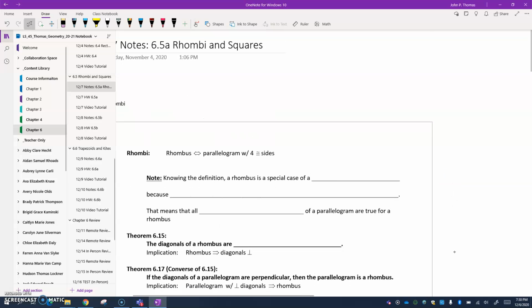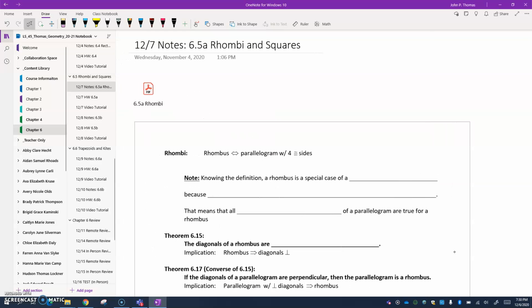All right, so we are back at home days and at school days. So for this Monday, 12/7, we're going to look at rhombi and squares, two special cases of parallelograms again. This video is going to run you through the notes for today.